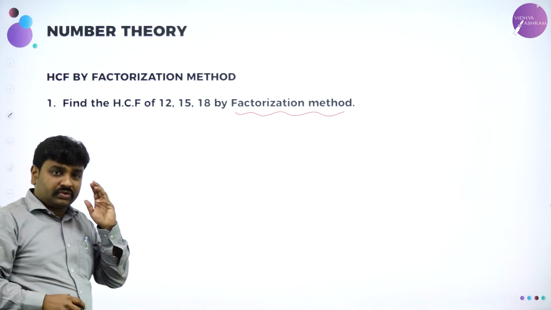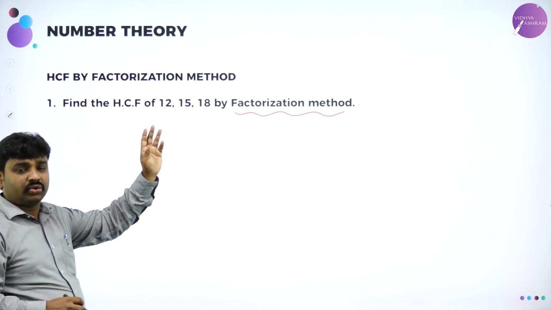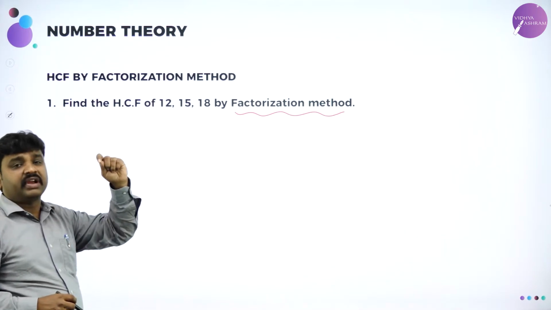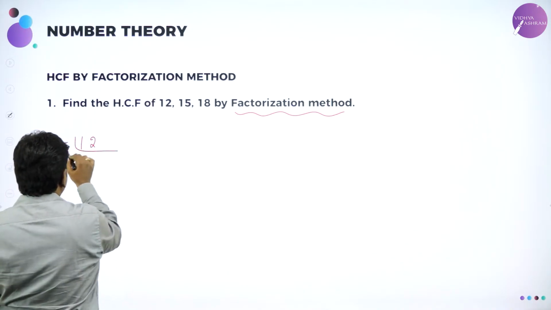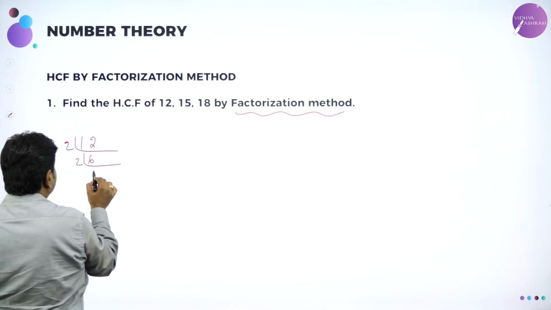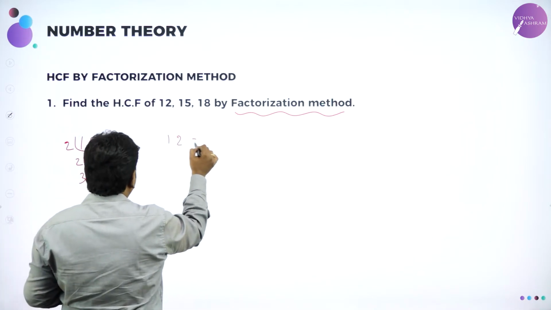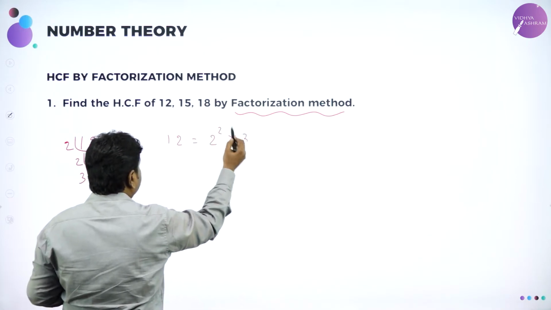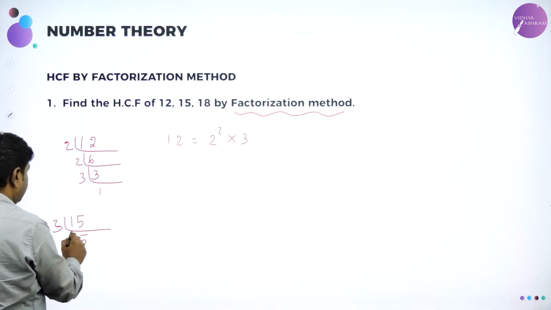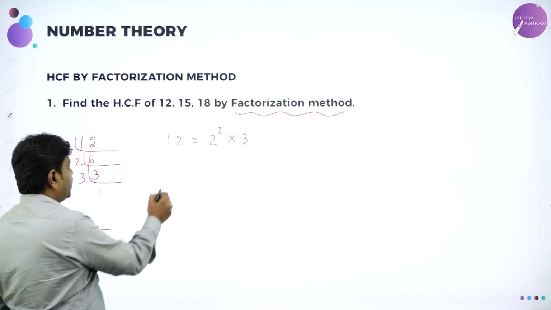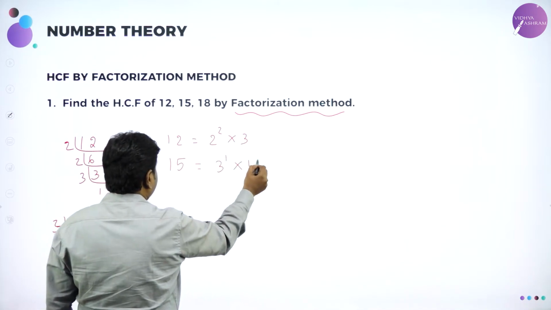Simple. So factorization method means first convert each number to product of prime factors. First I'll take 12. 12 can be written as 2, 6; 2, 3; 3, 1. I can write 12 as 2 square into 3. Then I'll take 15. 15 can be written as 3, 5; 15, 5; 1. By prime factorization, 15 can be written as 3 power 1 into 5 power 1, in canonical form.